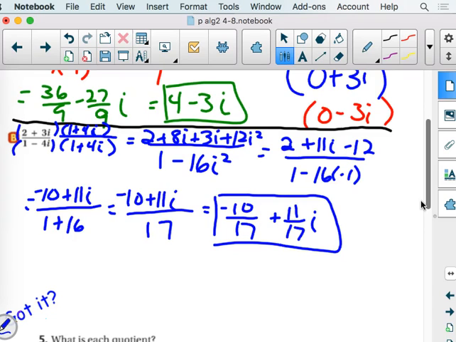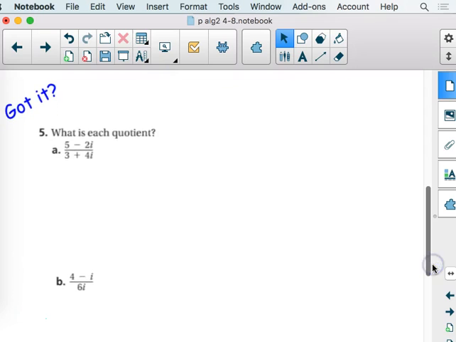So the first one had a pure imaginary for our denominator, and this one we needed that complex conjugate because it was a complex number. So let's just start this and see if everybody can go from there. Take a look at 5a. What should we multiply the numerator and the denominator by? Good, 3 minus 4i.